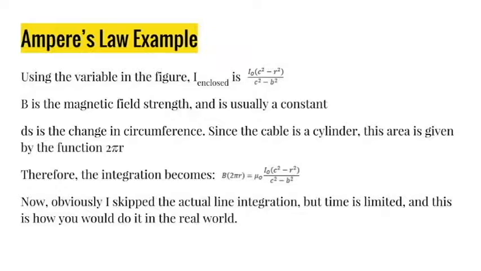B is the magnetic field strength and is usually a constant. ds is the change in circumference. Since the cable is a cylinder, this area is given by the function we all know and love, 2 pi r. Therefore, the integration becomes the formula that is listed on screen.